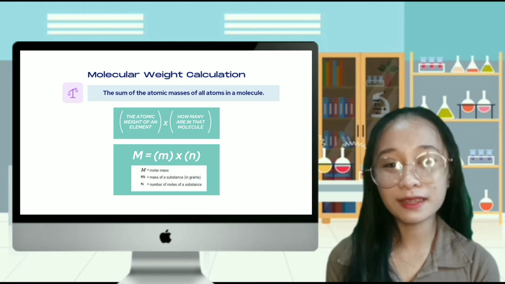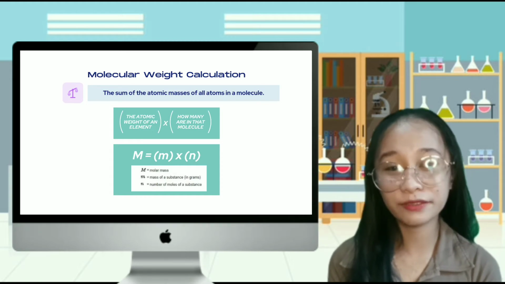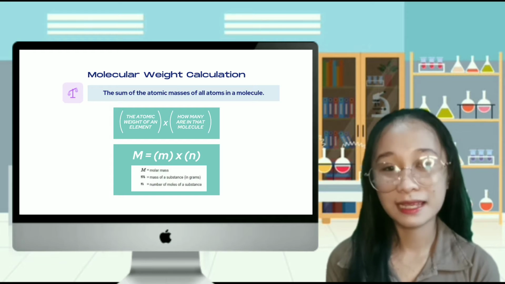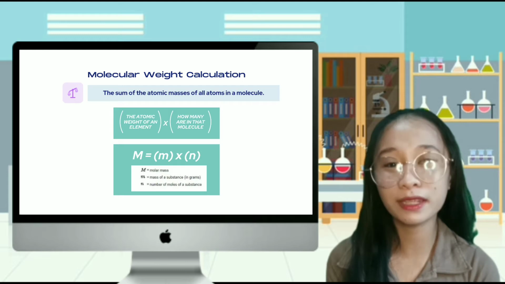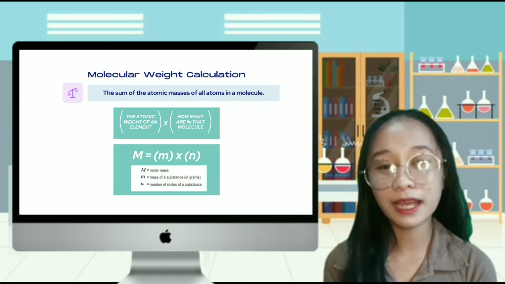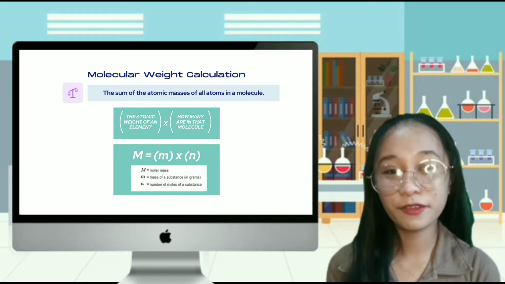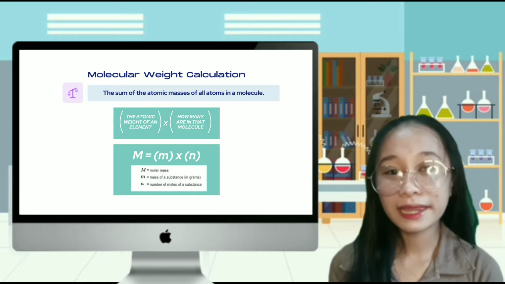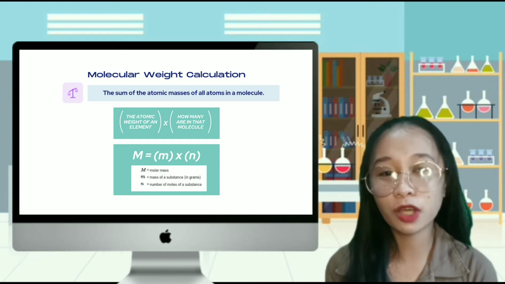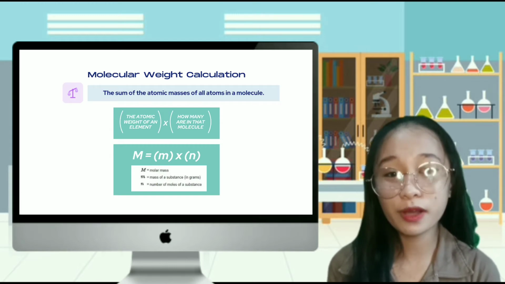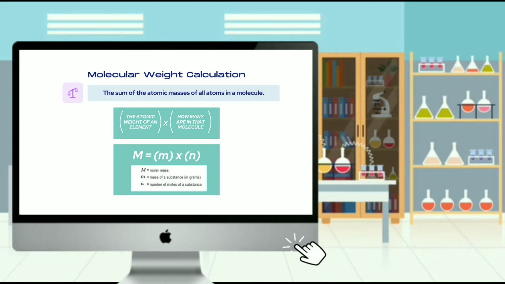But before we can get the sum of the atomic masses of the atoms, we need to solve their weight individually using this formula. The formula is the atomic weight of an element times how many are in that molecule, or in other words, the number of atoms in that molecule. Before we start the problem, take note that the molecular weight uses the unit AMU or atomic mass unit, while the molar mass uses gram per mole as its unit.